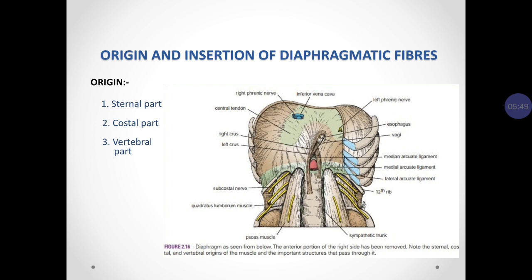Number one, the part of the diaphragm which arises behind the sternum, and that part we refer to as the sternal part. Then secondly, there is a part which arises from lower ribs and costal cartilages, and we call it the costal part. From behind, majority of the fibers of the diaphragm come from upper lumbar vertebrae and from the medial and lateral arcuate ligaments. We will discuss all of these structures in detail.